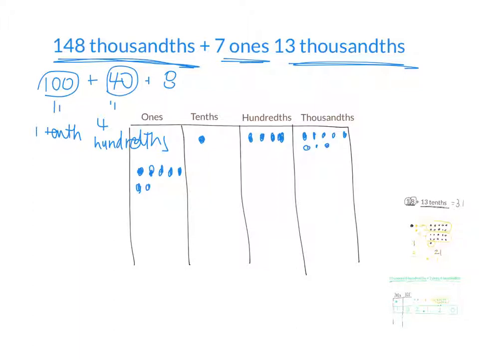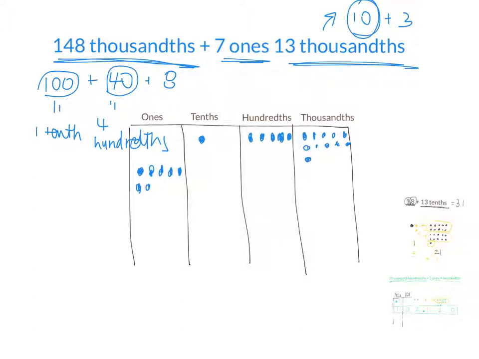Now, we could draw 13 dots in the thousandths column, couldn't we? Could we also regroup in our head? Yes. Can we think that this is the same thing as 10 plus 3? Right? And so the 10 would be actually how many hundredths? One. So if I'm going to draw 5 in a row, should I add to that row or start a new row? Add to that row. Okay, very good. And then how many thousandths do I need to draw? 1, 2, 3. Okay, is there anything I need to regroup?